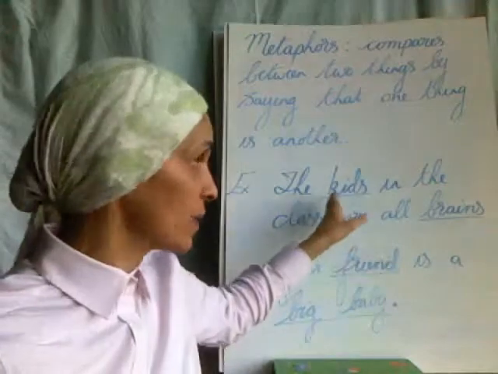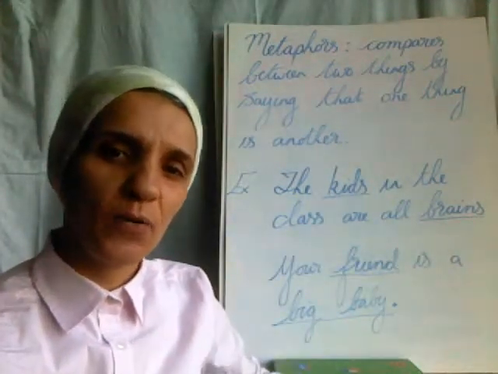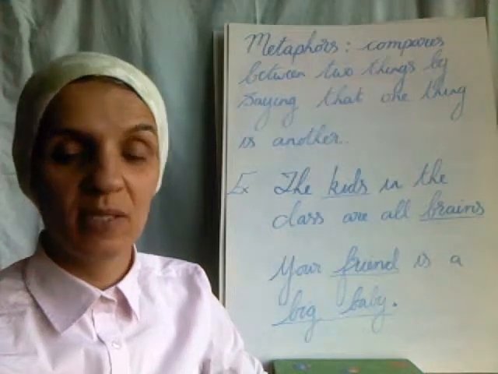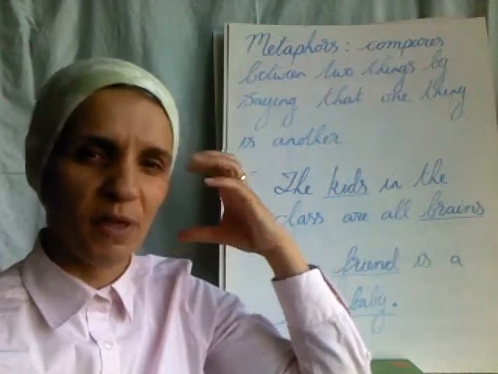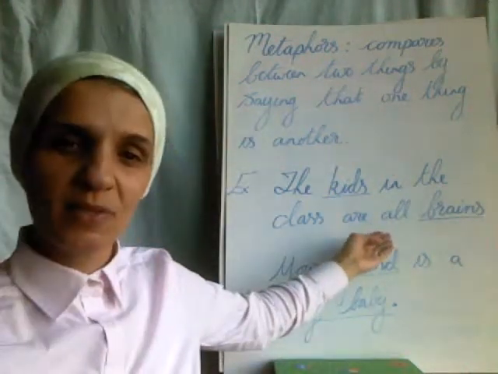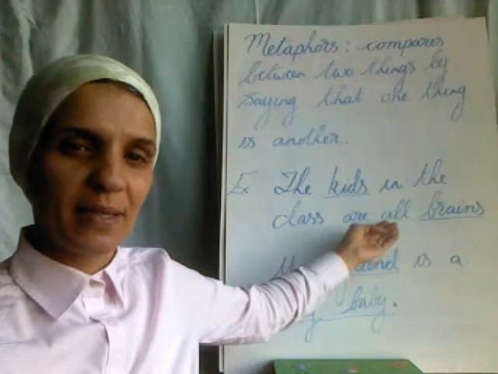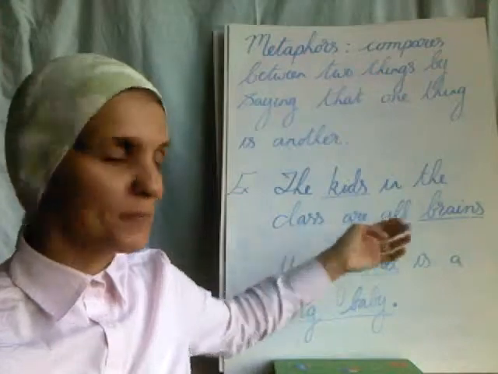Okay, so I'm saying the kids are brains. This is another way of saying that the kids are all really smart. Okay, because we know brains is used for thinking and for smartness. Okay, so what this sentence is really saying is that all the kids in the class are all really smart.